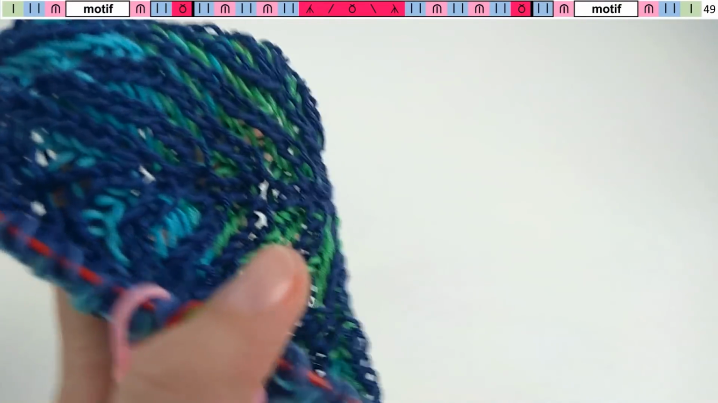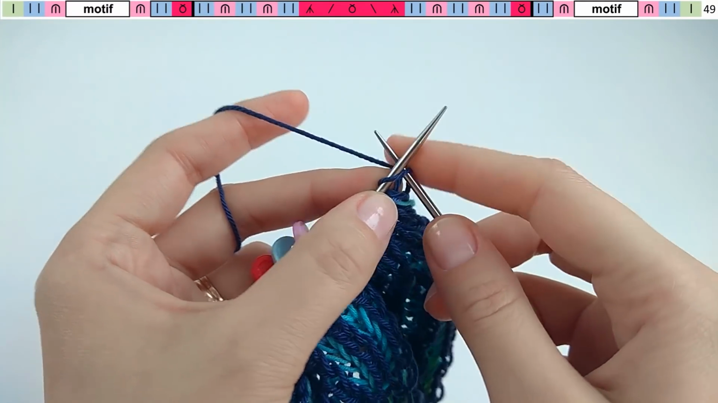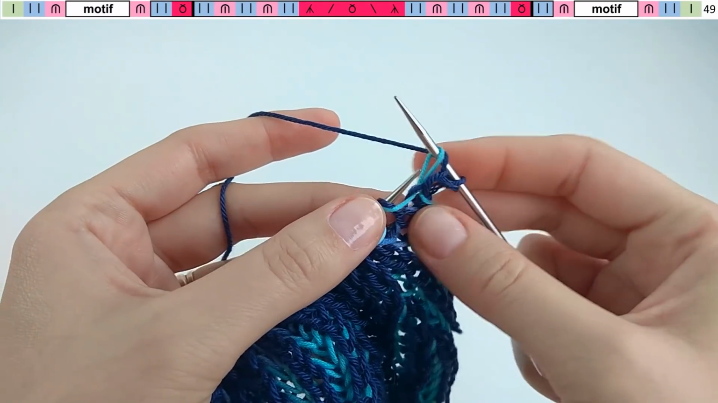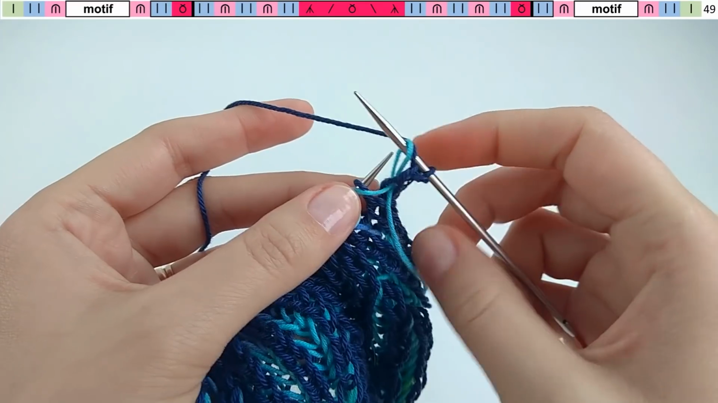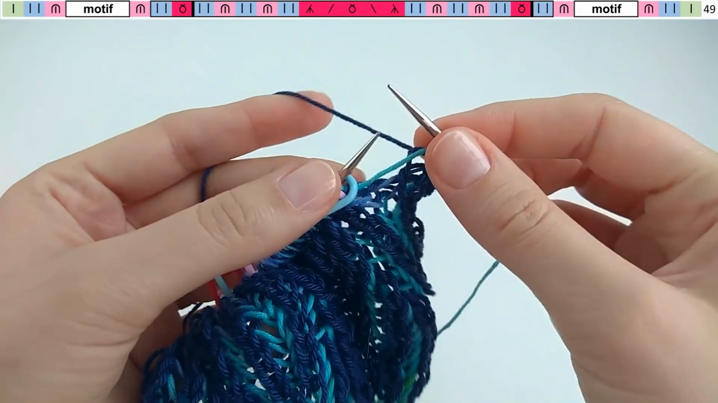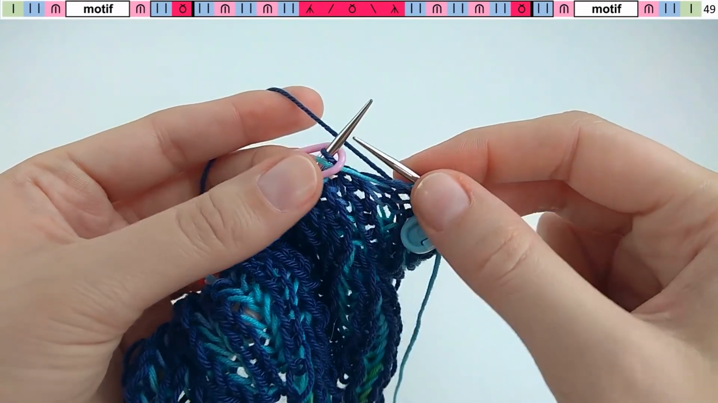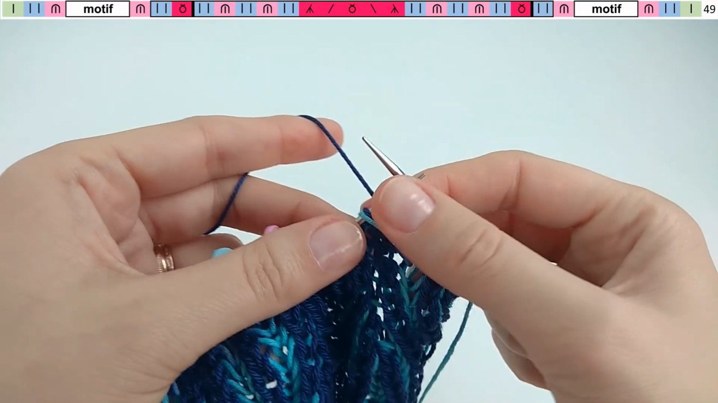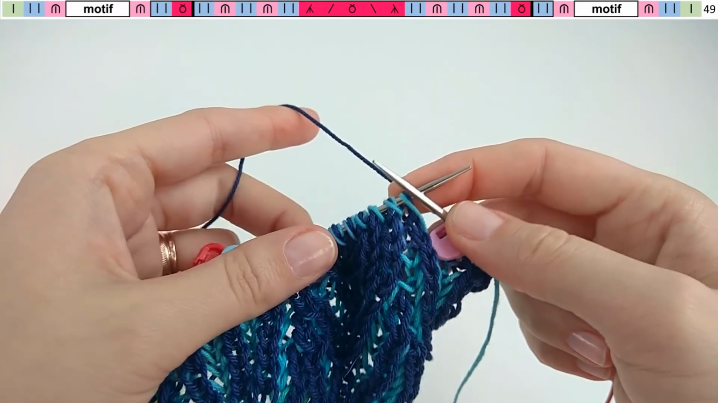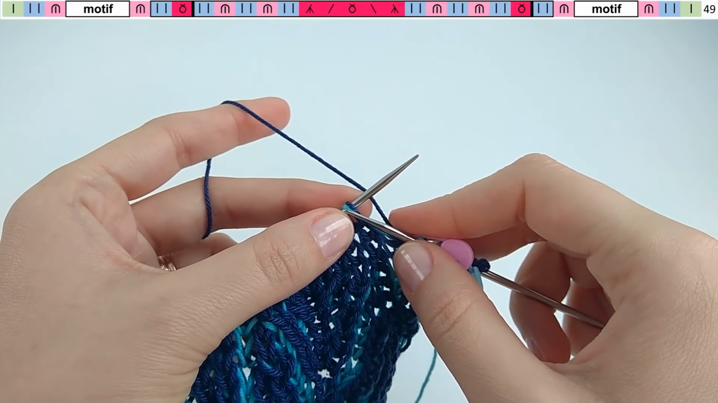So let's start row number 49. Knit the edge stitch, slip one yarn over, knit one, just slip the marker, slip one yarn over, slip the marker, and here in between these pink markers we will do the repeat for this row, and it goes like this.